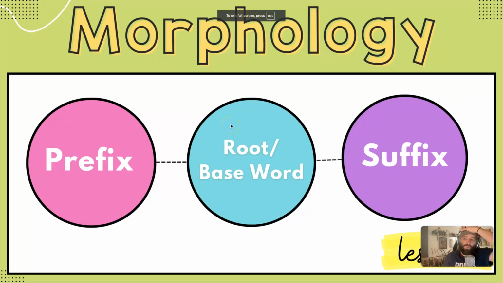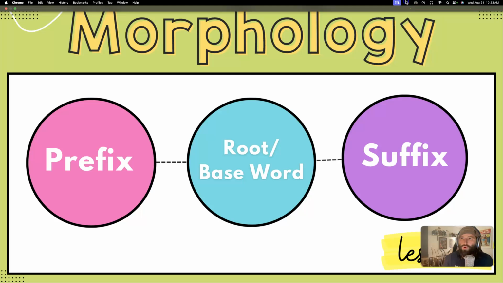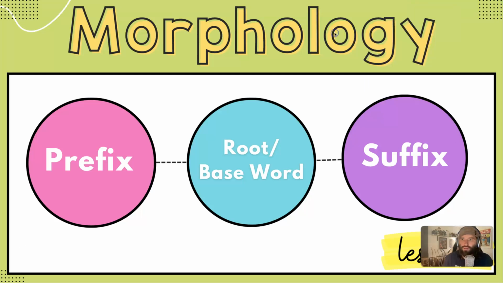Now, with morphology, maybe you've heard some of these ideas before, but you have prefixes which come at the beginning of a word. You have suffixes which come at the end of a word, and then you have the root or the base word, and that's the main part of the word that comes in the center. Now, here's the thing. It's not cut and dry. It's not black and white. It never is with English, okay?